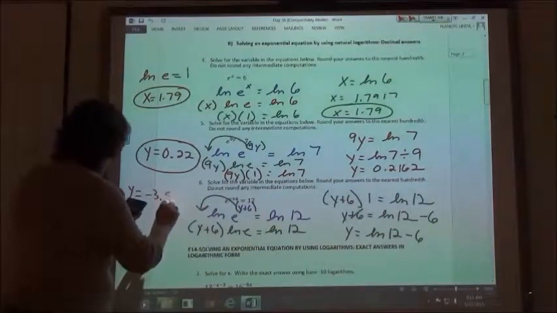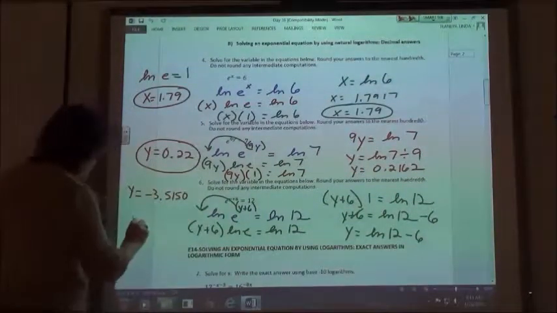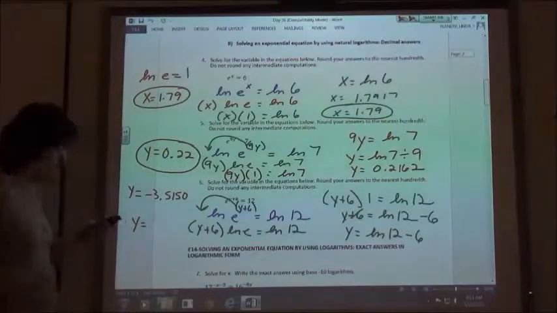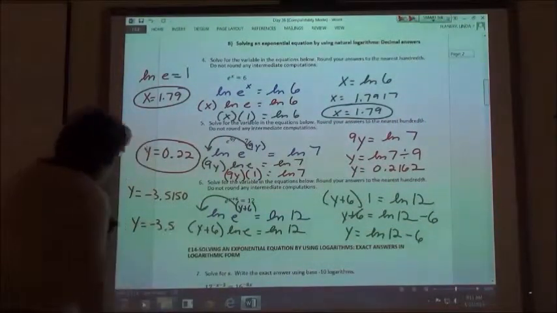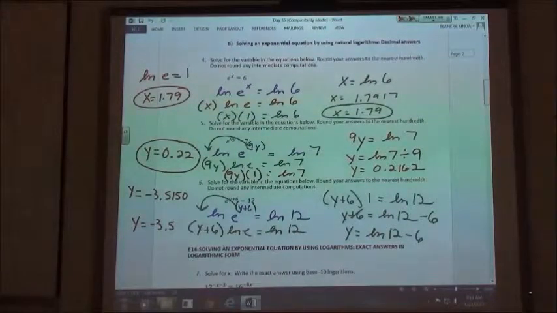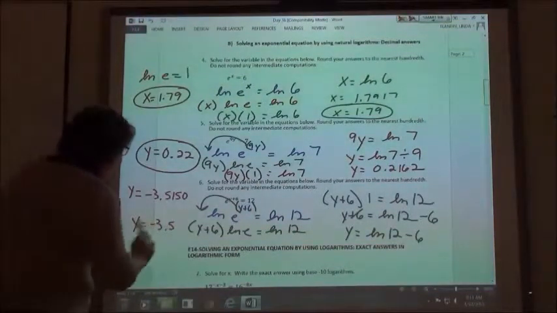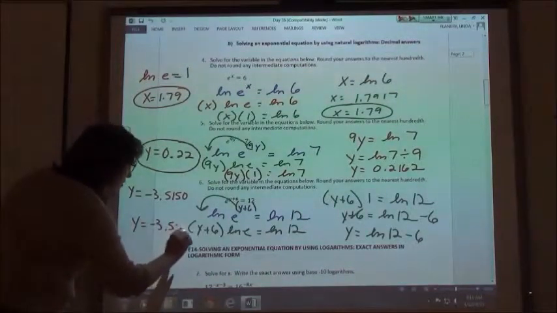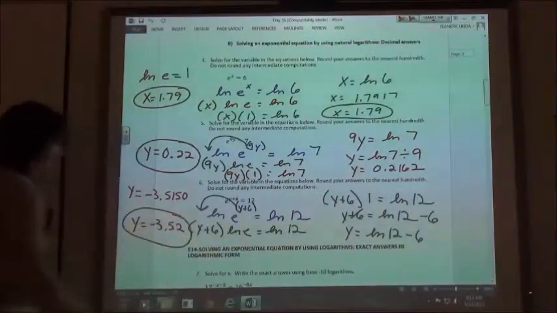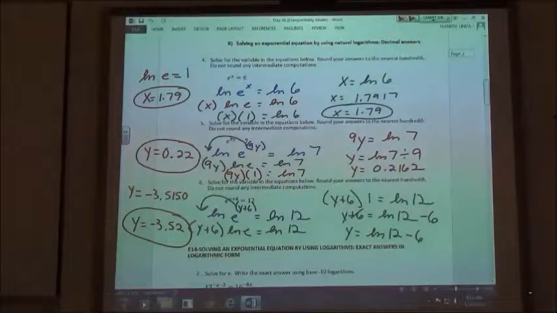So that's going to be negative 3.5150. So if I round it to the nearest hundredth, it's going to be negative 3.52. Exactly. All right. So if we just have plain numbers, we do the log of both sides. If we have an e, we do the natural log of both sides.